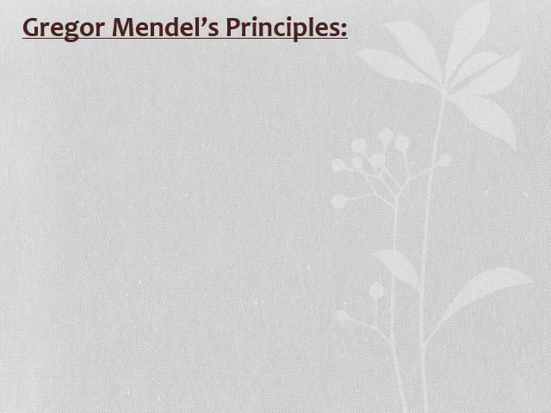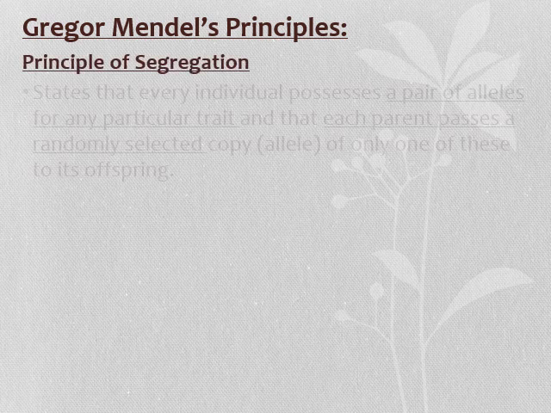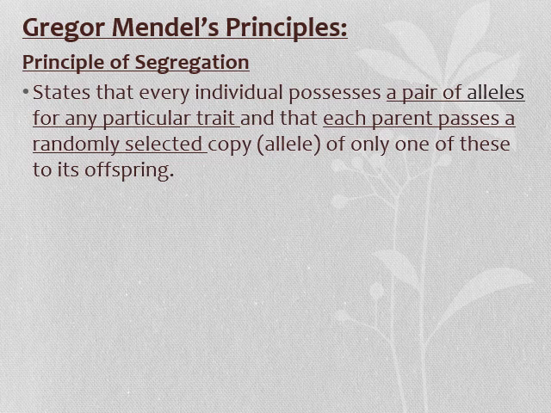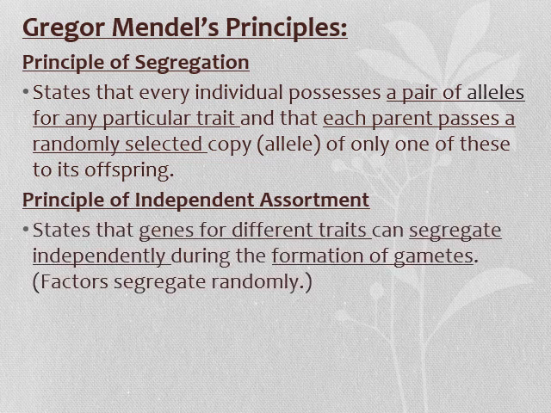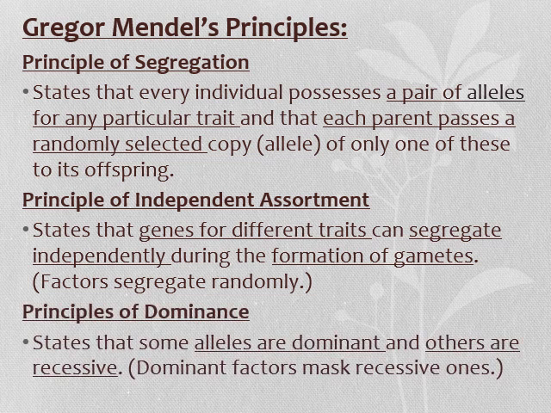The final thing we're going to discuss are Gregor Mendel's principles. He had three of them. The first was the principle of segregation. Simply put, he states that every individual possesses a pair of alleles for a trait, and each parent passes a randomly selected copy of that to its offspring. We get one variation of a trait from our mother and one from our father. The principle of independent assortment states that genes for different traits separate randomly during meiosis and the formation of gametes. And the principle of dominance states that some alleles are dominant while others are recessive. Some traits will be dominant over others, and the dominant will mask the recessive ones.